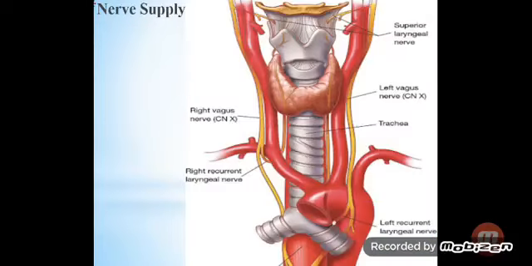What about the nerve supply of the trachea? The sensory innervation of the trachea is from the vagi and recurrent laryngeal nerves, while the sympathetic innervation is only for the trachealis muscle, right? So sensation is by the vagi and recurrent laryngeal nerves. The autonomic innervation is to the trachealis muscle.